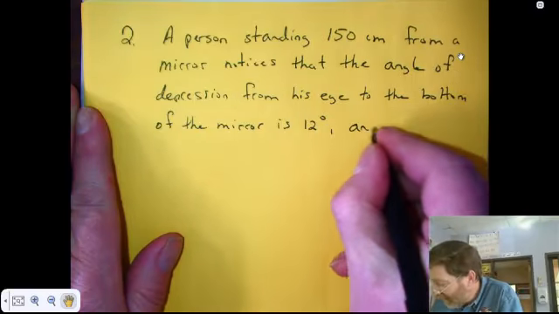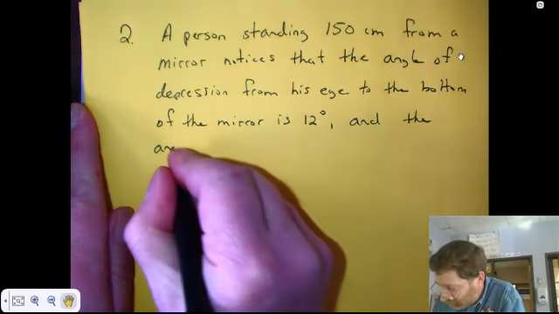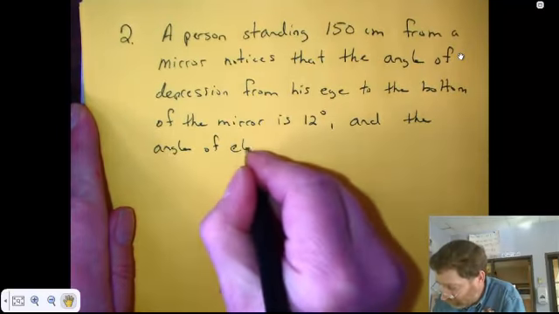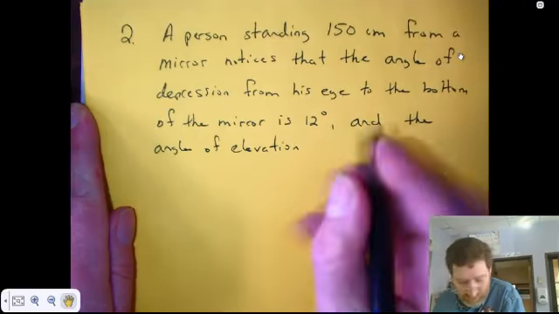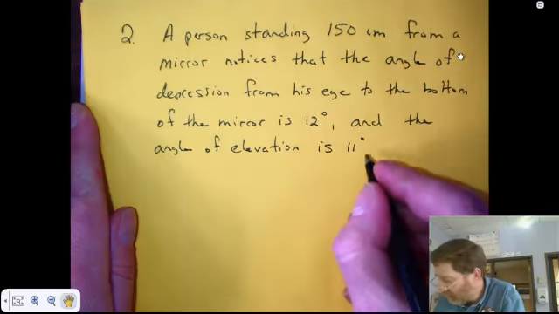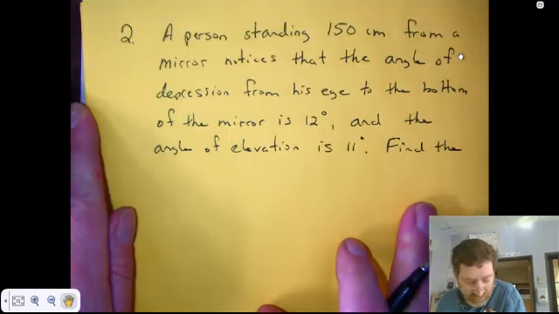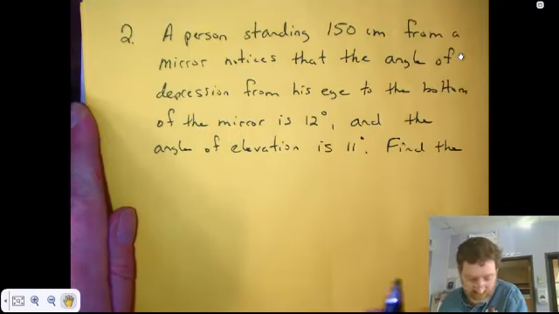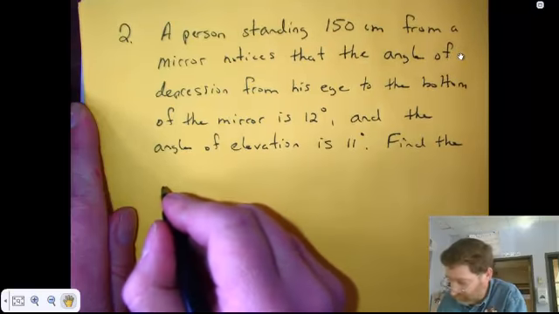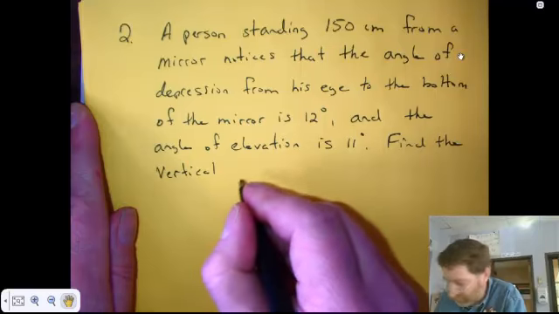He also notices the angle of elevation is 11 degrees. The question is, find the vertical dimensions of the mirror. The angle of elevation at the top of the mirror. So we have two triangles. I want the vertical dimensions of the mirror.